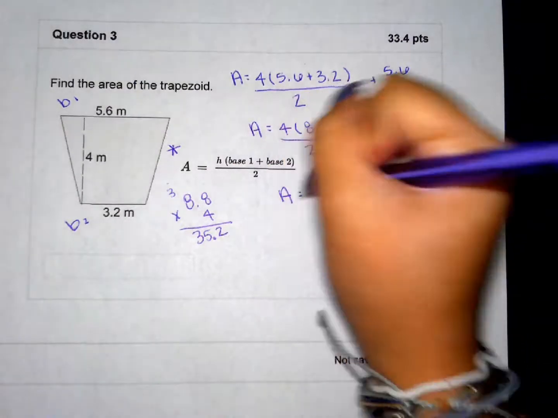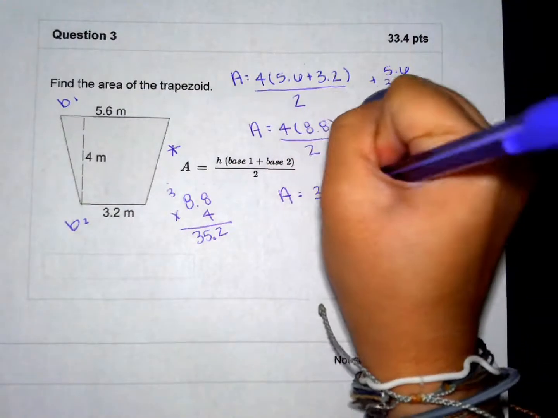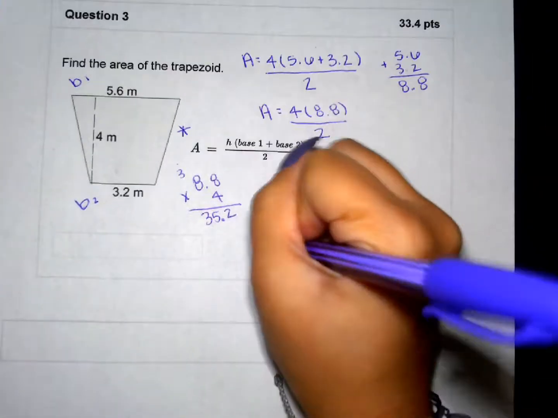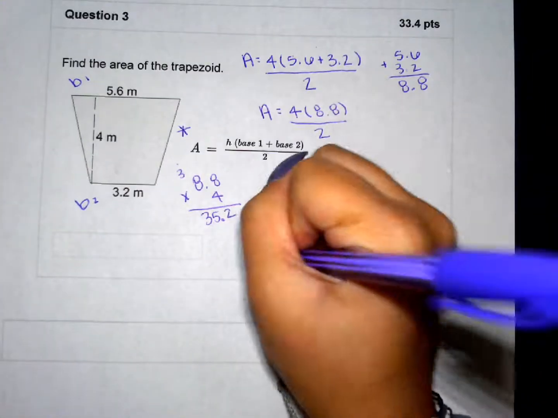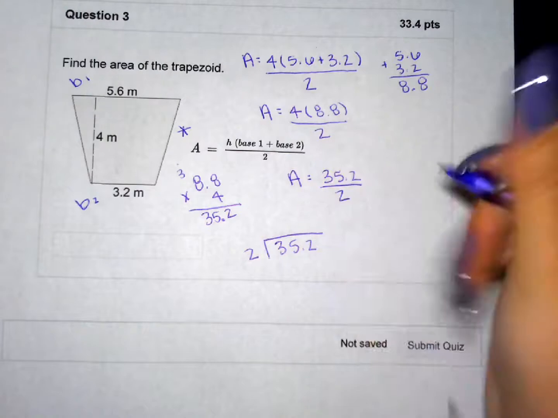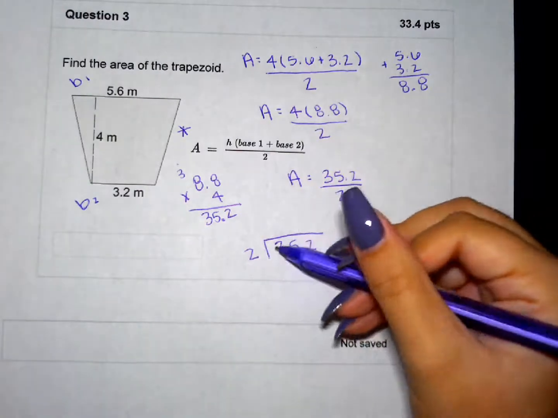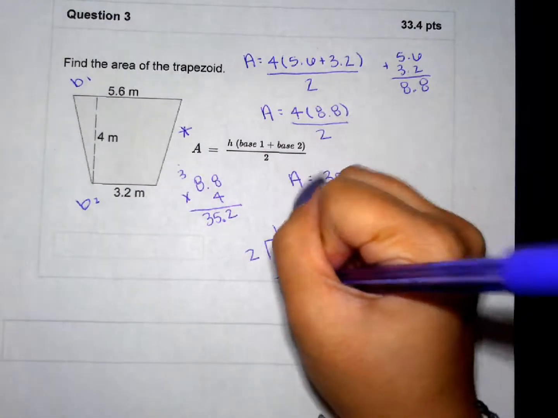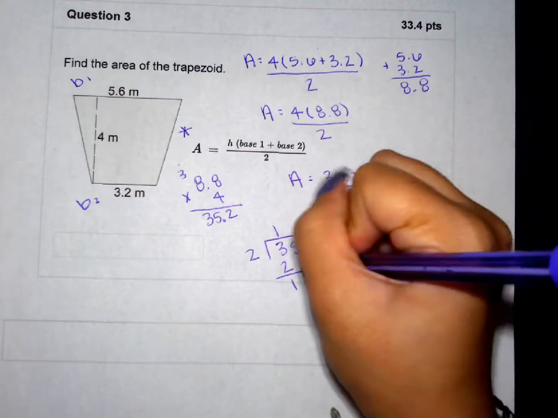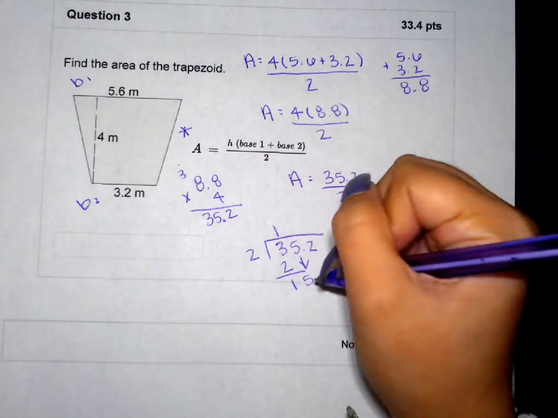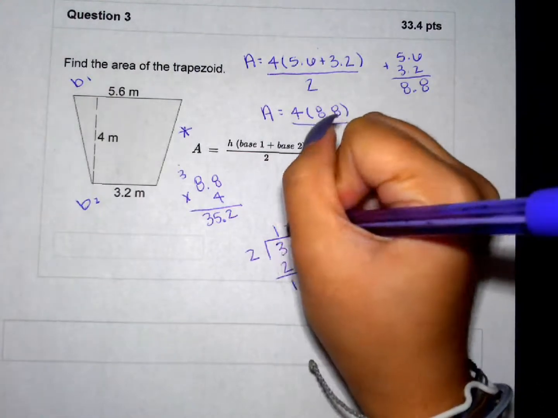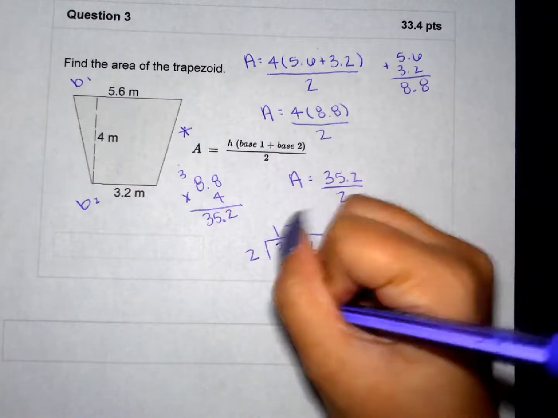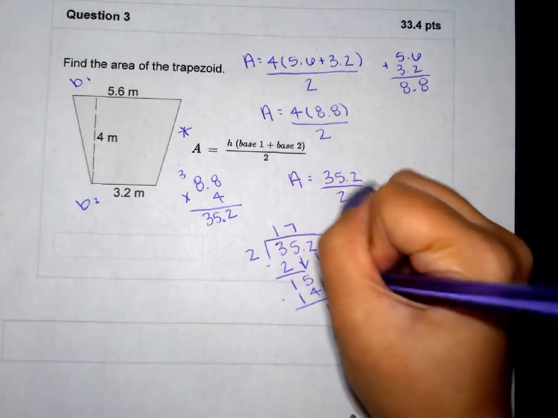So we have 35.2 divided by 2. And we can go ahead and divide that out right here. We'll do the long division. Of course, you can use a calculator if you want to. 2 goes into 3 one time. 1 times 2 is 2. Subtract that, you get 1. Bring this 5 down. 2 goes into 15 7 times. And 7 times 2 is going to be 14. When you subtract that out, it's going to be 1. And then we bring this 2 down again.